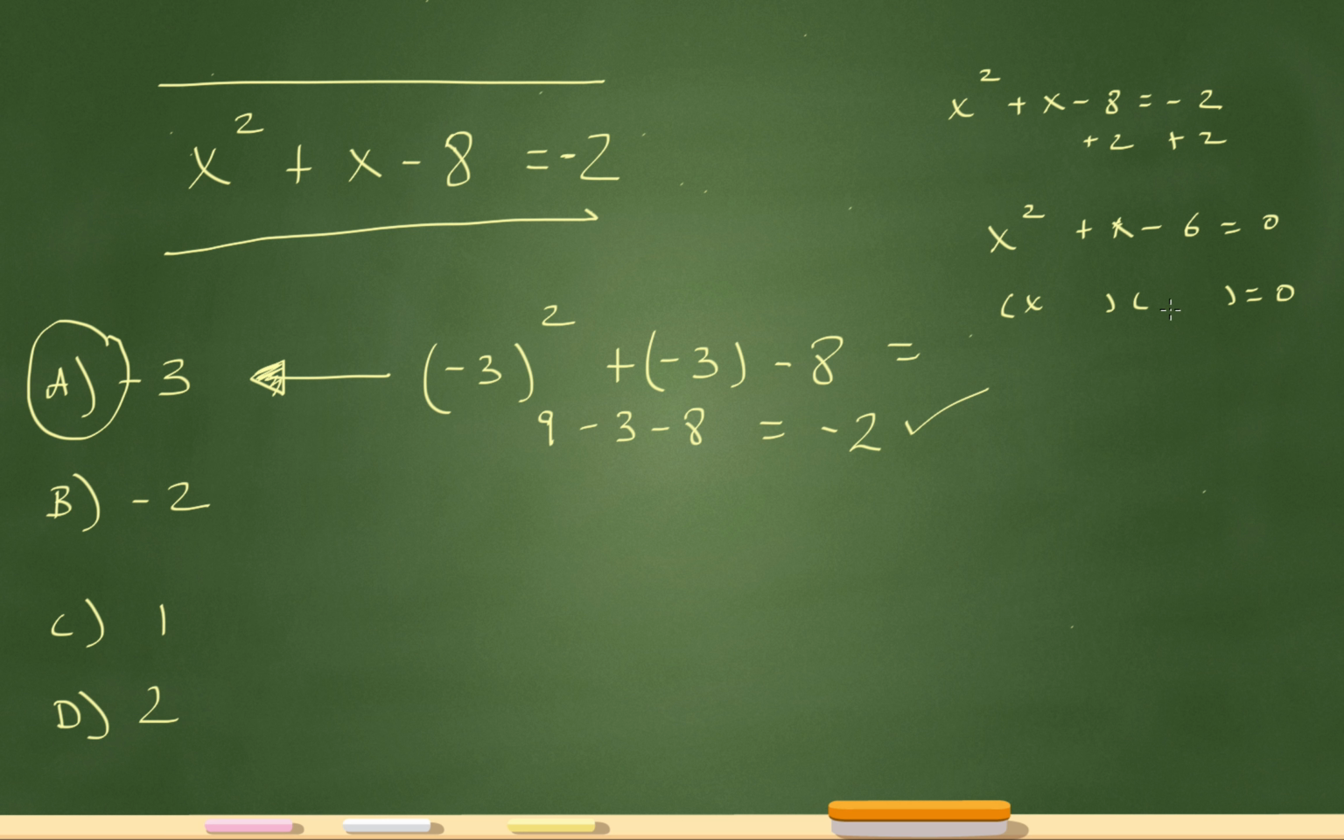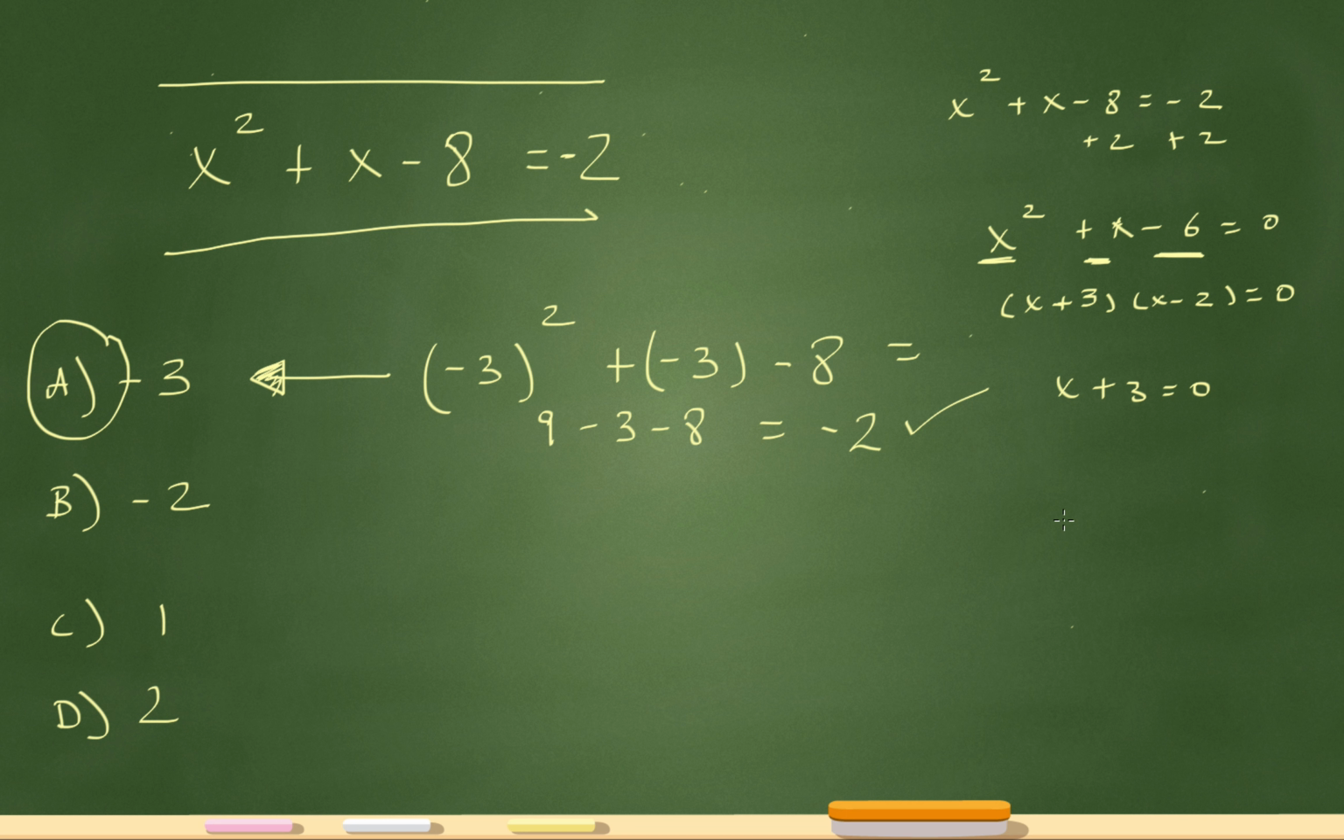I need two numbers that multiply out to x squared, so I have x times x. Now I need two numbers that multiply out to -6, but add up to a positive 1. That would have to be plus 3 and minus 2, because positive 3 times -2 is -6, and 3 minus 2 is 1. Now if I set x plus 3 equal to 0, and x minus 2 equal to 0 individually, x would equal -3 and x would equal 2.